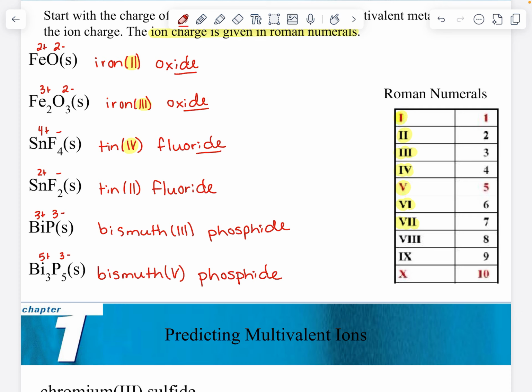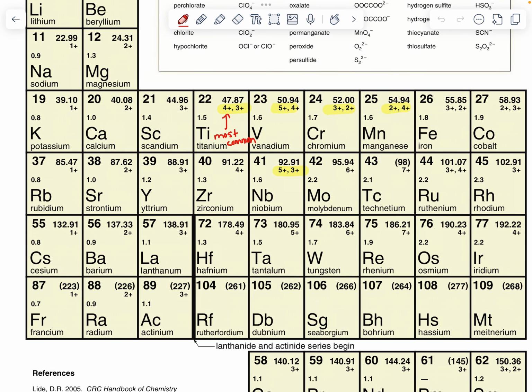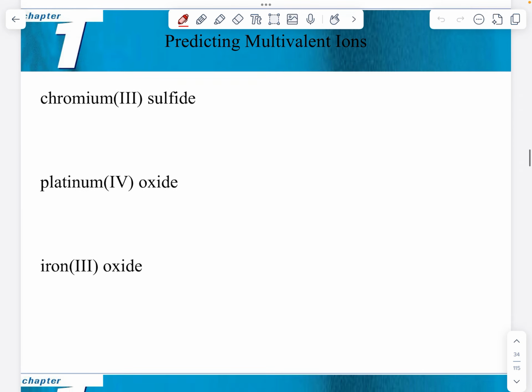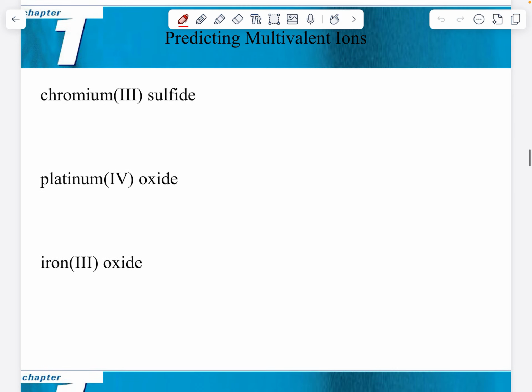Okay, so those are multivalent metals. So you recognize that you need to add the Roman numerals when you see in your data book one of these metals that has more than one possible charge. You need to tell me which one you have. When we're doing the formula, again, this indicates the charge, not how many you have, which is a common mistake.